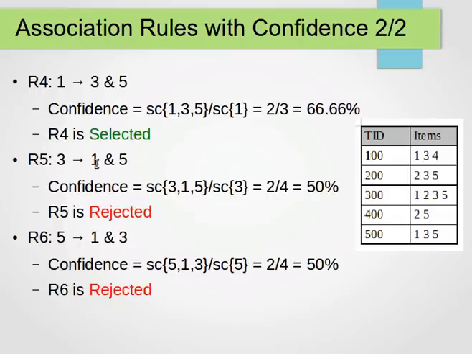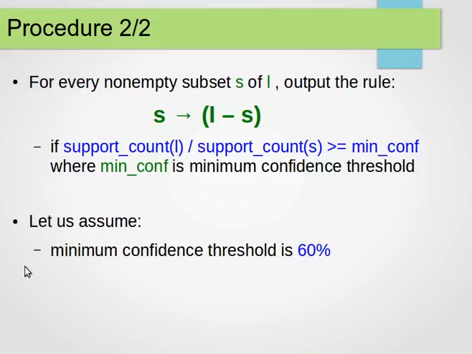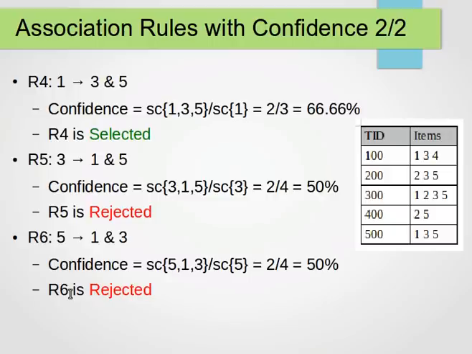If we have 3, do we recommend 1 and 5? We compute the confidence. The support count for {3,1,5} is 2 over the support count of 3. 3 appears 1, 2, 3, 4 times. That's 2 over 4, that's 50%. It's less than the minimum threshold value for the confidence. So R5 is rejected. Likewise, for rule number 6, if we have 5, do we recommend 1 and 3? We compute the confidence: the support count for that is 2. The support count for 5 is 1, 2, 3, 4. So it's 2 over 4. Again, 50%. It's less than the minimum confidence threshold. So R6 is rejected. As you can see, it's nice and easy, straightforward to do, even to implement.